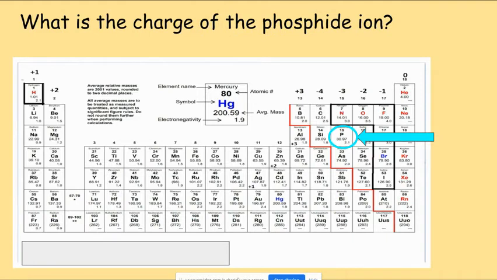Finally, the charge for the phosphide ion then would be based upon which family it's in. And so nitrogen in its family has a -3 charge. So my answer is P3 minus.